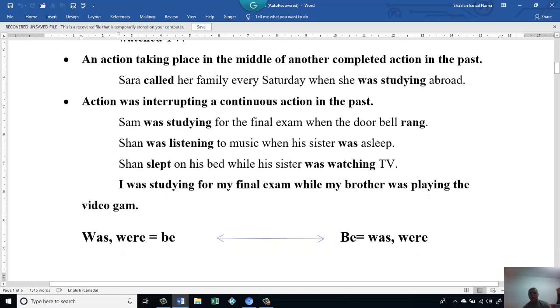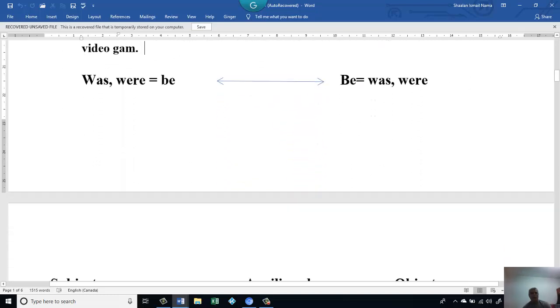Okay, how do we make simple past, or how do you structure simple past? We have was and were as auxiliary verbs. We use them to make the past, and then sometimes we substitute them by be, or you could do vice versa for both sides.